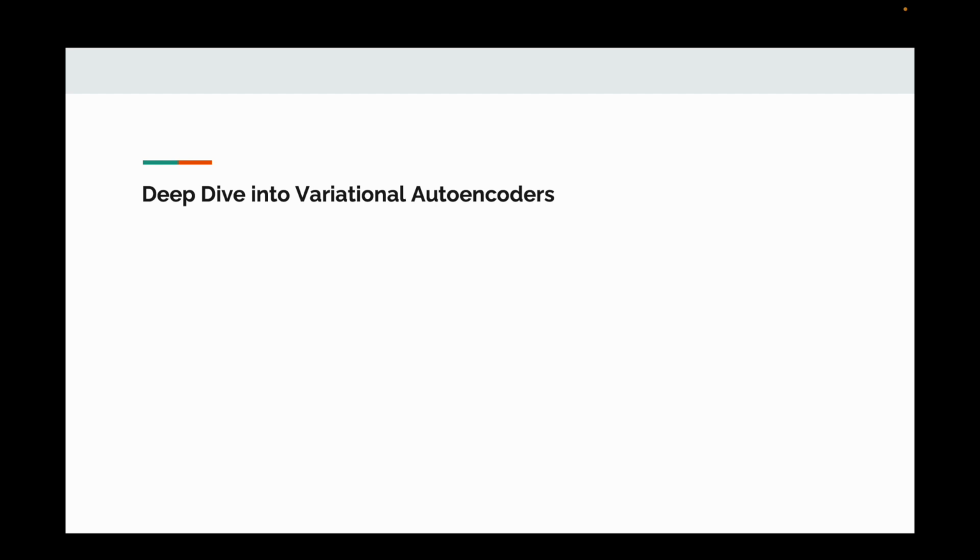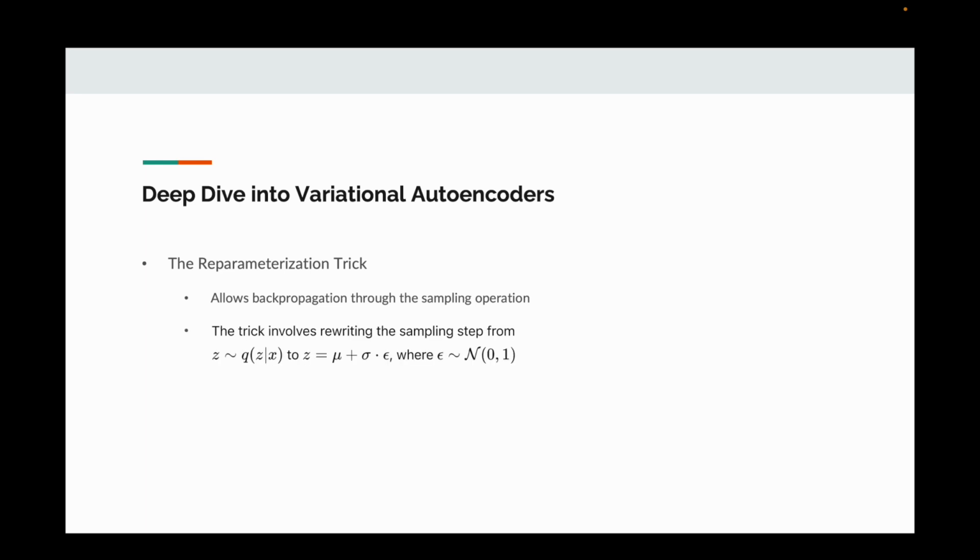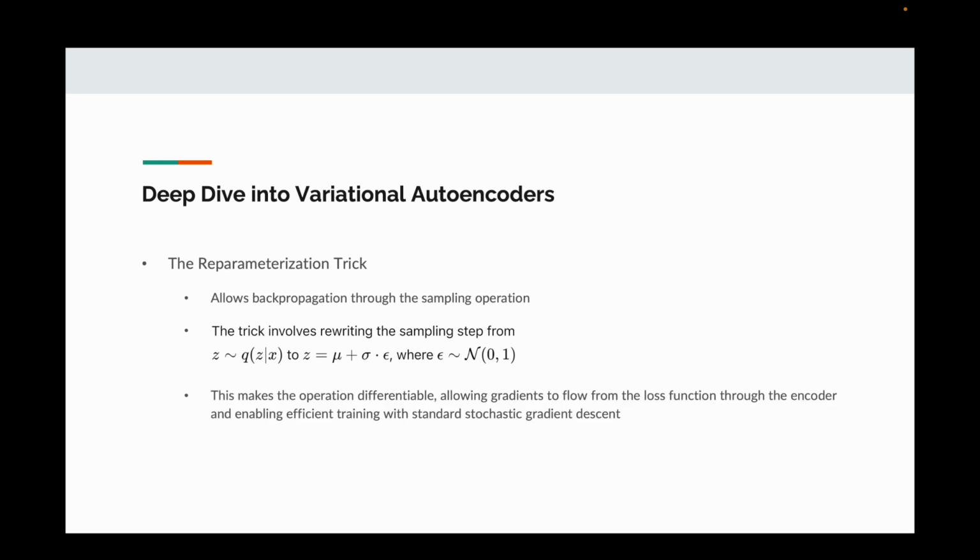Let's look at the reparameterization trick. A crucial technique in VAEs, the reparameterization trick allows backpropagation through the sampling operation, enabling gradient-based optimization. The trick involves rewriting the sampling step from z ~ q(z|x) to z = mu + sigma times epsilon, where epsilon is N(0, 1). This makes the operation differentiable, allowing gradients to flow from the loss function through the encoder and enabling efficient training with standard stochastic gradient descent.